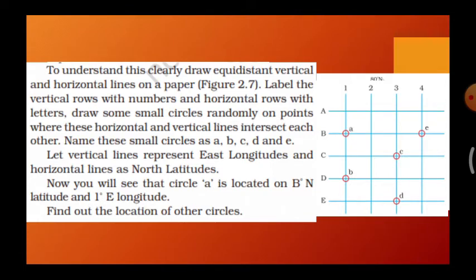Let vertical lines represent the east longitudes and the horizontal lines the north latitudes. Now you will see that circle A is located at B degree N and 1 degree E longitude. Find out the location of the other circles. So children, like this, what is B, how does it locate? Like this you have to mark. This is your homework, children. What is B, what is C, D and E? You have to calculate and write your answer.